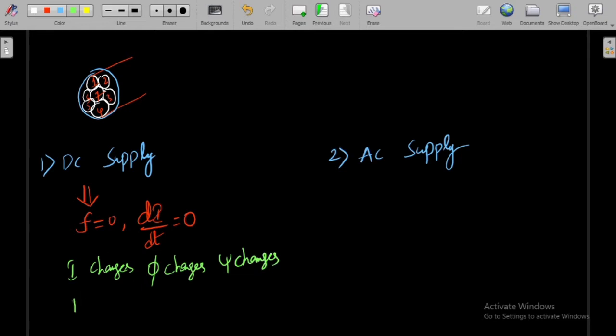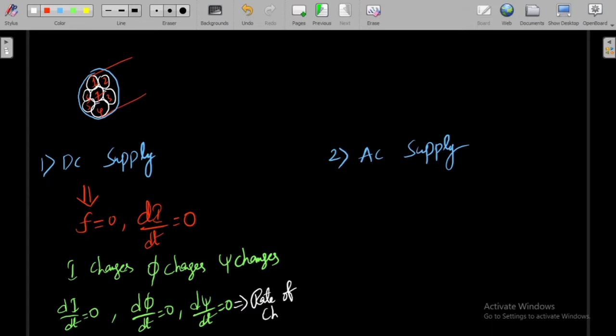But when the current is not changing with respect to time, di by dt is equal to 0. It indicates that d phi by dt is equal to 0, or d psi by dt is equal to 0, meaning the rate of change of flux linkage through each strand is equal to 0. When there is no rate of change of flux linkage, what happens to the induced EMF? The induced EMF is also equal to 0.